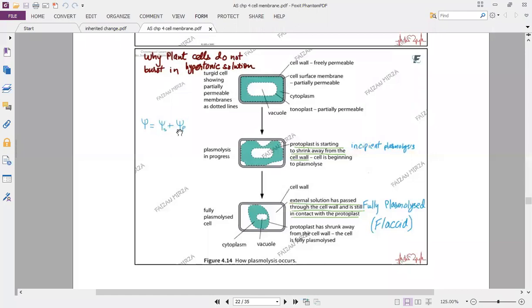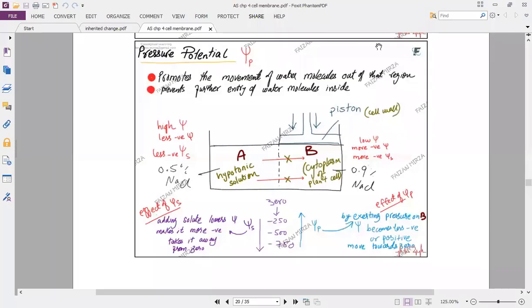In plant cells, water potential equals the sum of solute potential and pressure potential. Now, what is pressure potential? This is what we are discussing. Pressure potential is denoted by psi p. It promotes the movement of water molecules out of that region wherever the pressure is applied. It prevents further entry of water molecules inside.